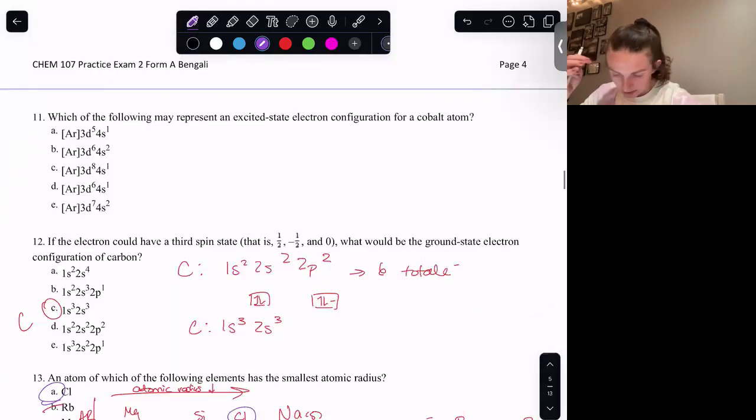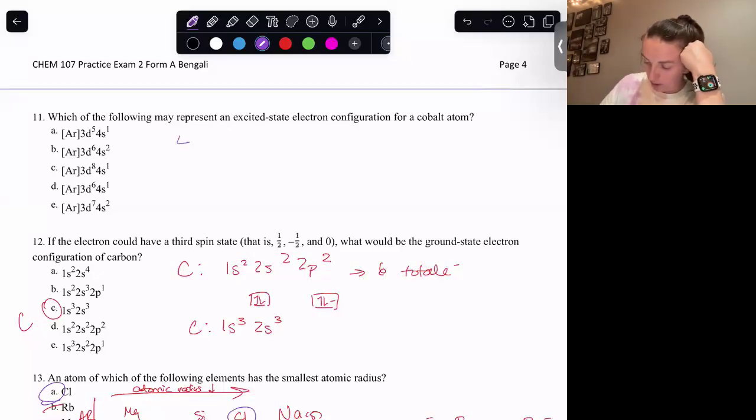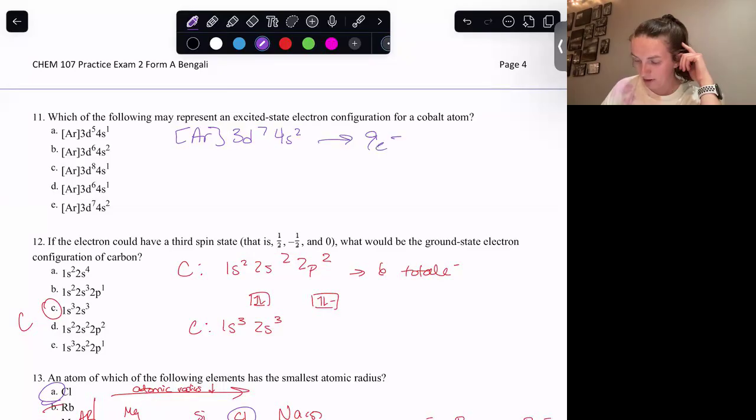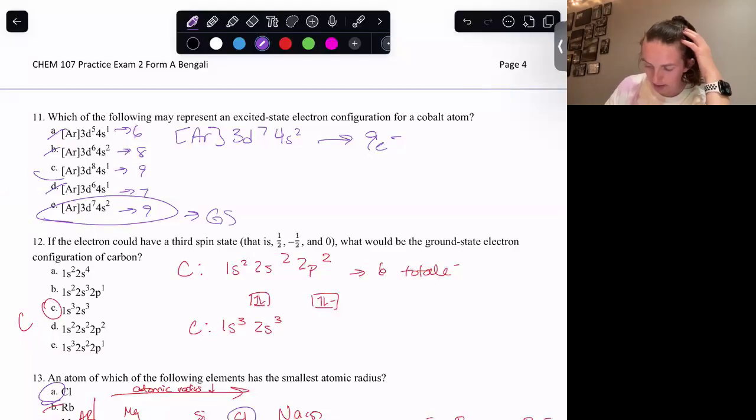And then for 11, we have which of the following may represent an excited state electron configuration for a cobalt atom. We said cobalt was argon 3d7 4s2. So again, we need 9 total electrons. This one only has 6, this one has 8, this one has 9, this one has 7, this one has 9. So you can get rid of A, B, and D right off the bat. And you need something that's going to go to a higher energy level. This is your ground state. So C is the only one that gives you an excited state.